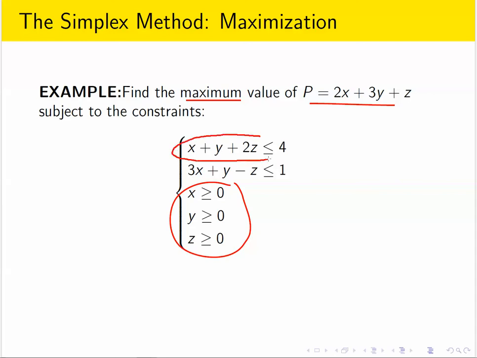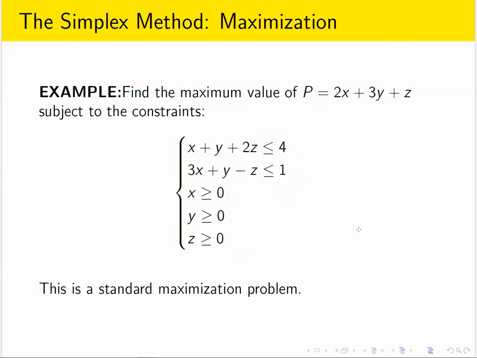If we look at each one of these other constraints, we have a combination of the variables on the left side, less than or equal to, that's good. And the right sides of these inequalities are positive numbers, 1 and 4. So this is indeed a standard maximization problem, which means if we were faced with this question of finding the maximum value with these constraints, we would be able to apply the simplex method as we're going to learn it.